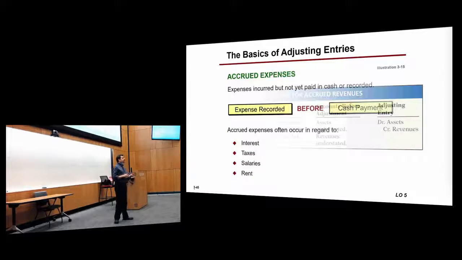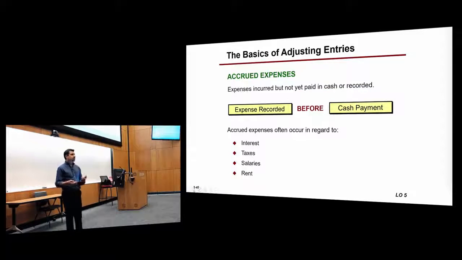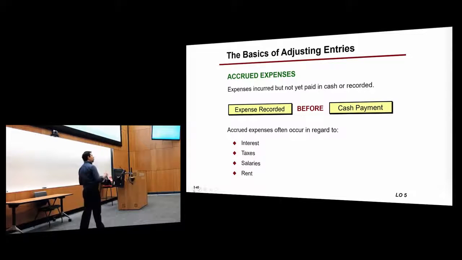Accrued expenses is the other way around. Those are the salaries that the company hasn't paid yet, for example, or interest that the company owes, but they are not going to pay now. And it happens before cash payments. Remember, with prepaid expenses and unearned revenues, cash is exchanged before the event, basically before the service is provided. Here, with accrued expenses and accrued revenues, the cash payment is actually done after the expense or the revenue is recognized.